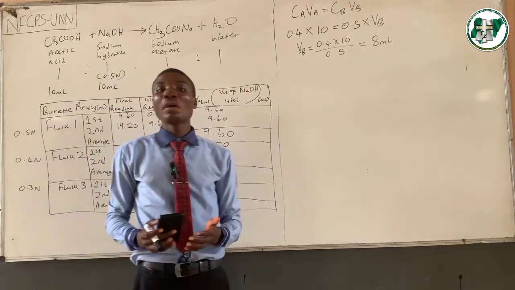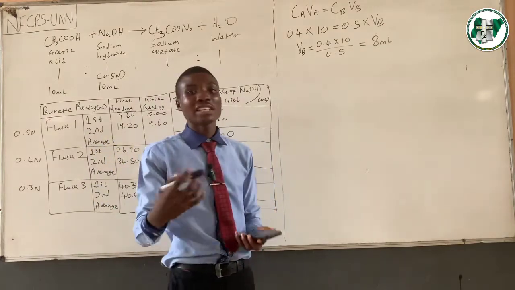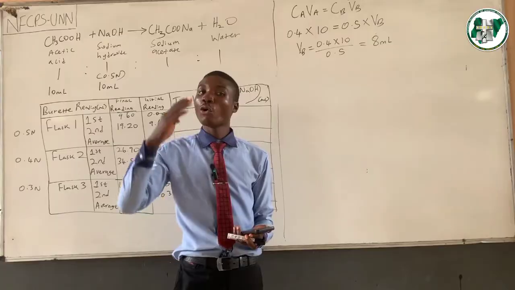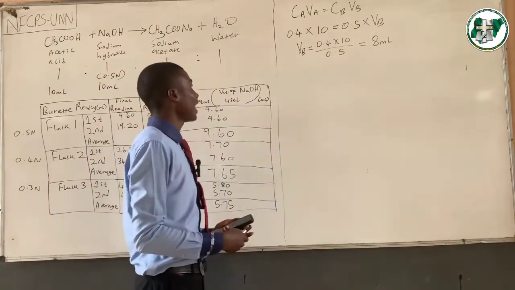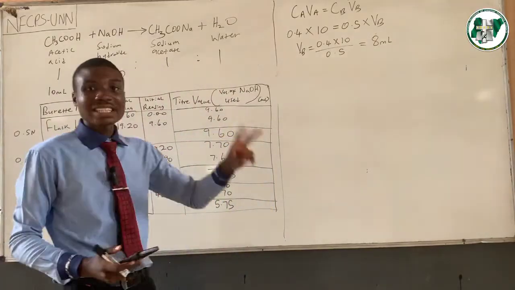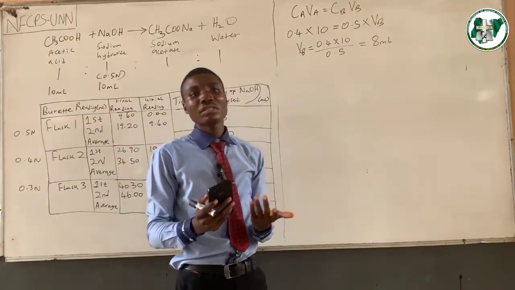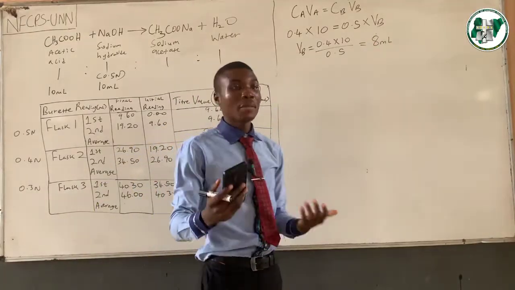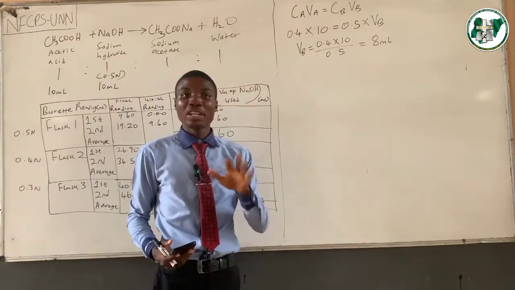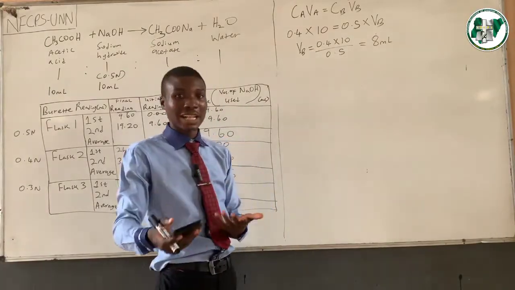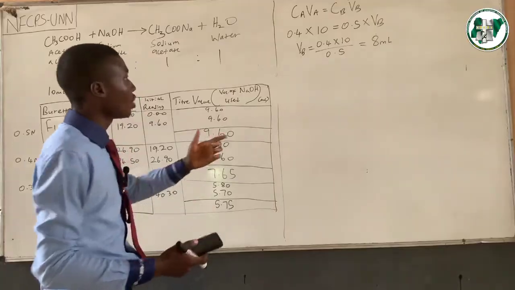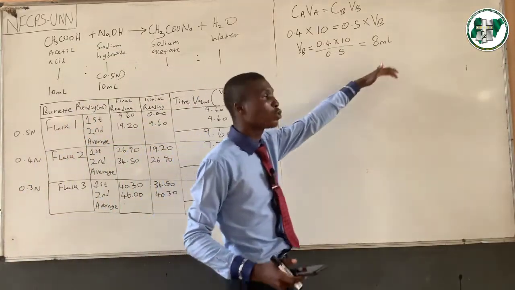But we are very much aware that adsorption took place after shaking and allowing to stand for 5 minutes. The implication is that your titer value is not going to be up to 8 mil. So you have to take note of all of these things when you are carrying out your experiment, because when you understand the theory behind the experiment, you are able to carry out the experiment excellently as you ought to do it. So the implication is that our titer value should not be up to 8 mil.